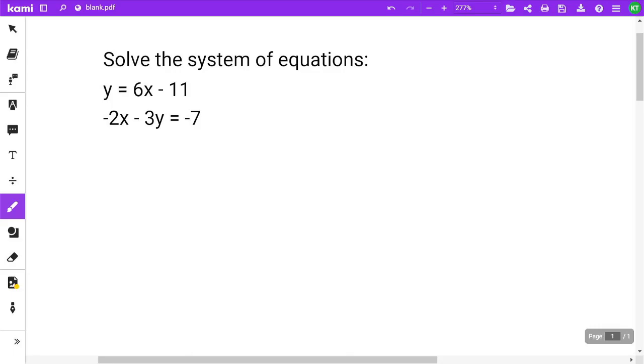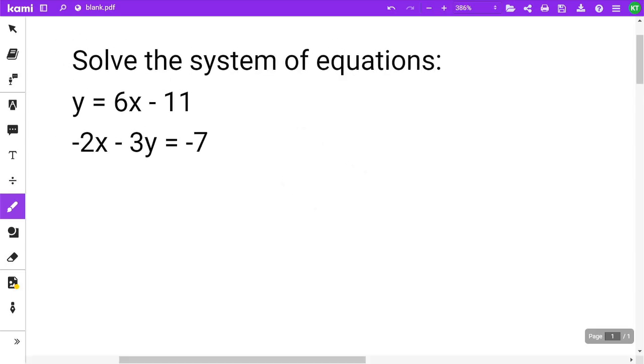So in this video here, we're going to be solving the following systems of equations. And in this case, we're going to be using the method known as substitution. So our two equations given to us are y is equal to 6x minus 11, and then we have negative 2x minus 3y is equal to negative 7. So let's go ahead and solve this.